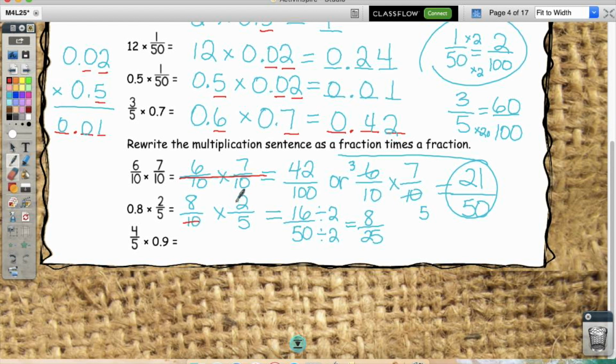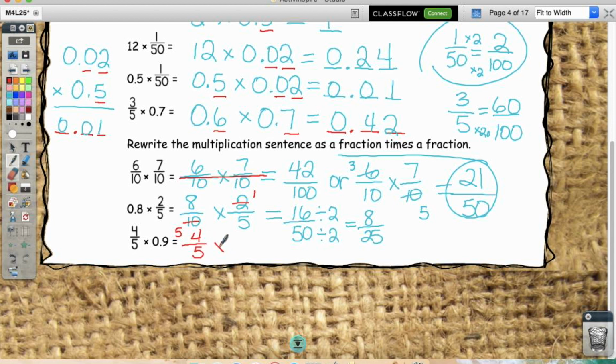So I'm going to divide by 2. 10 divided by 2 is 5. 2 divided by 2 is 1. So 8 times 1 is 8, and 5 times 5 is 25. Okay? So we've got 1 left. 4/5 times 9/10. I have to change them both to fractions.